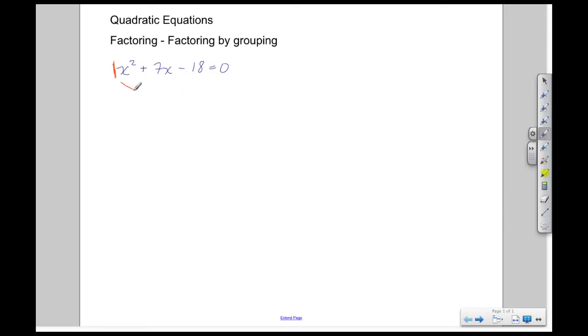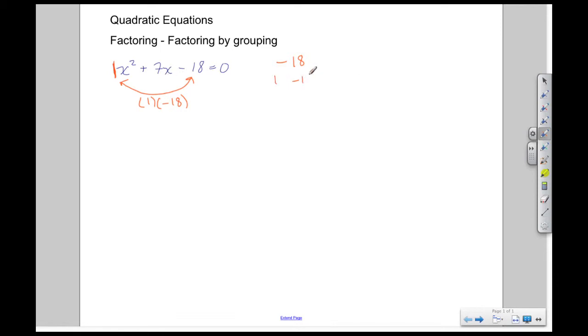We begin here by figuring out what I call the magic number, and that's where I multiply this first coefficient 1 times this last constant negative 18. So basically I need the factors of negative 18 that are going to add up to 7. So let's just go through the whole process.